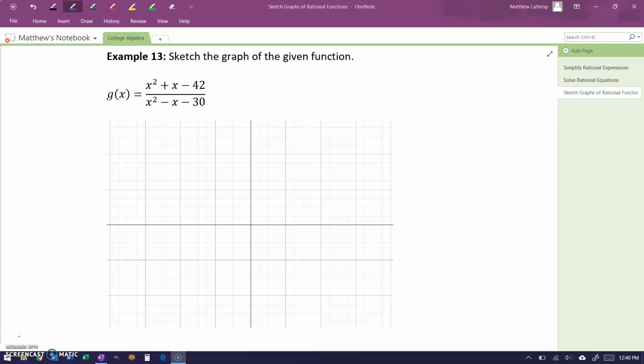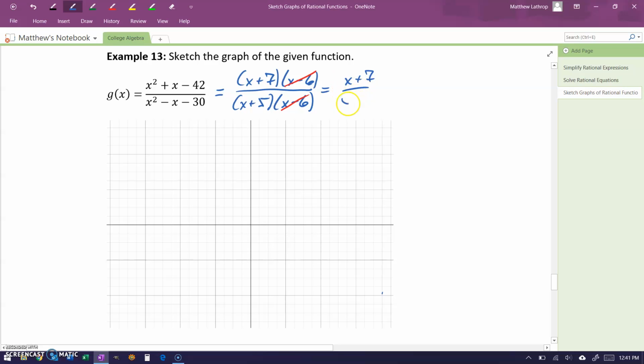In example 13, we want to apply exactly the same ideas. We'll start off by completely factoring both the numerator and denominator. In this case, x minus 6 over x minus 6 cancels, so we can simplify this rational function to x plus 7 over x plus 5.